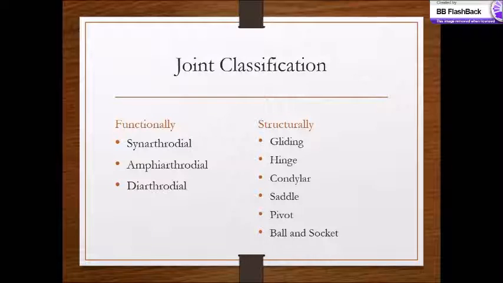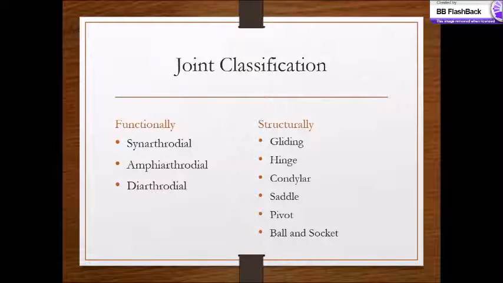Now we're going to move on to the structural joint classifications, and those are known as gliding, hinge, condylar, saddle, pivot, and ball and socket. We're going to start with the gliding joints, also known as plane joints. They have flat surfaces and they glide over each other, hence the name. An example of that would be the vertebrae. A hinge joint allows angular motion in only one direction, like a hinge on a door. An example of a hinge joint would be your elbow joint.